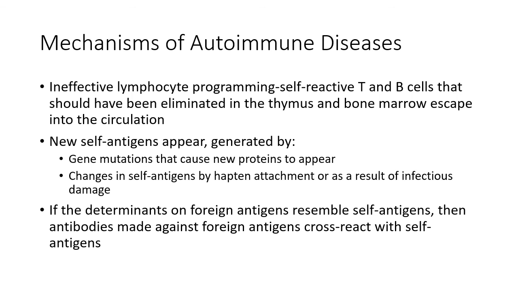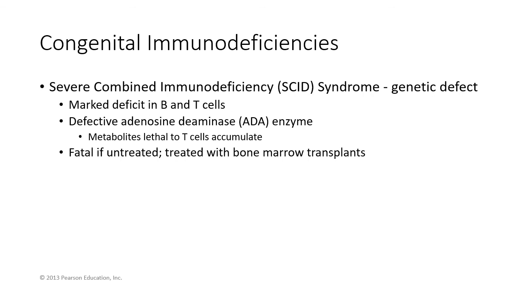The third thing that can happen: if the determinants on a foreign antigen resemble self-antigens, then antibodies made against the foreign antigens cross-react with self-antigens. So these are different ways that your immune system can be fooled into attacking its own tissues, or your immune cells that are anti-self go rogue and start to cause you problems. So all kinds of things can happen, unfortunately. And not everybody reacts, remember. We're all a little bit different. And these are just some theories of how autoimmune diseases actually are started.